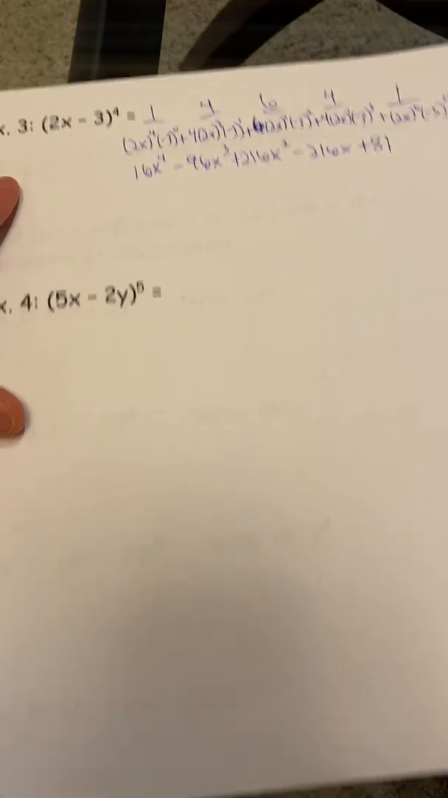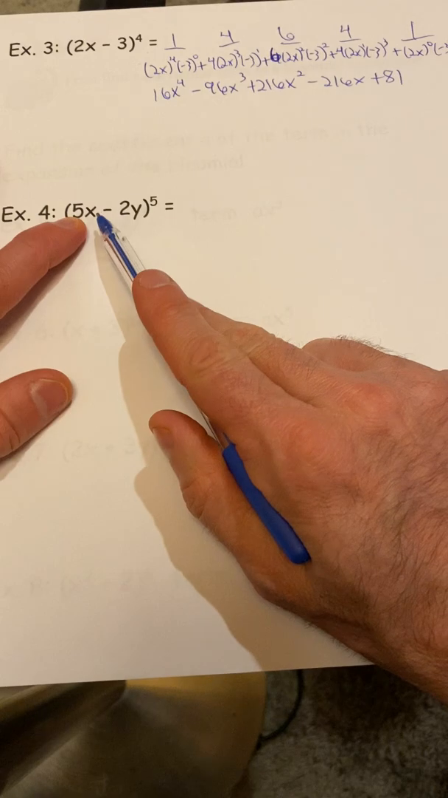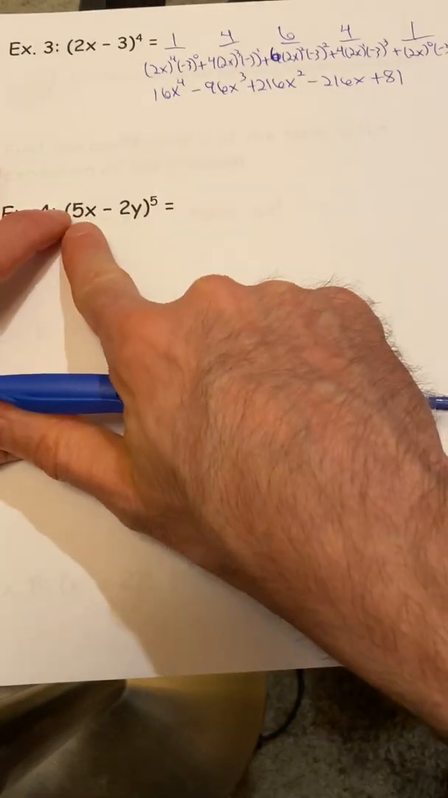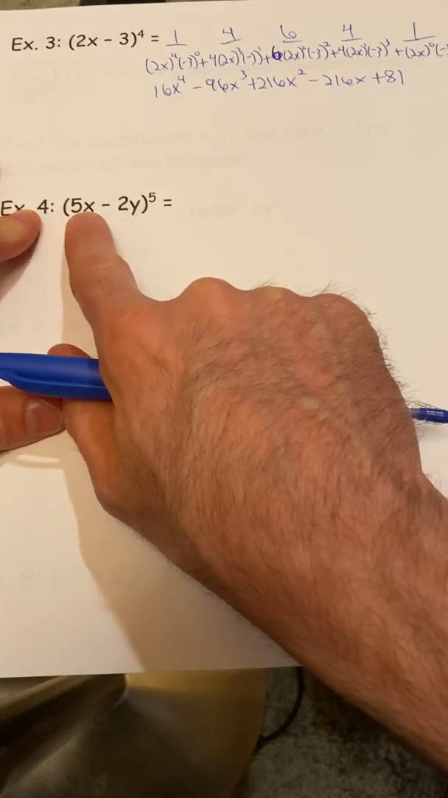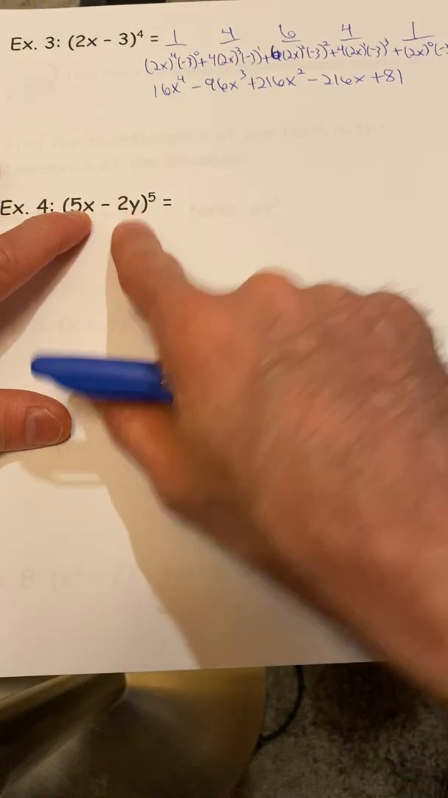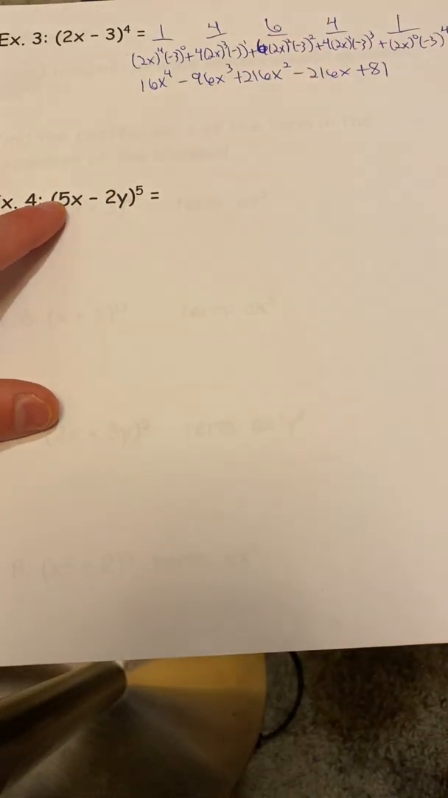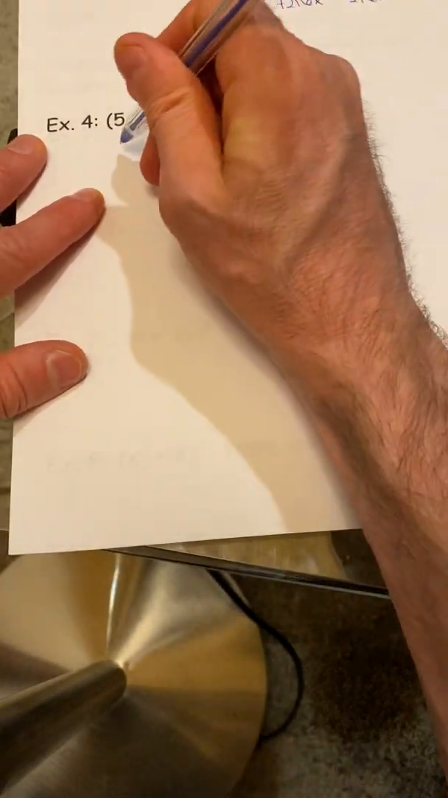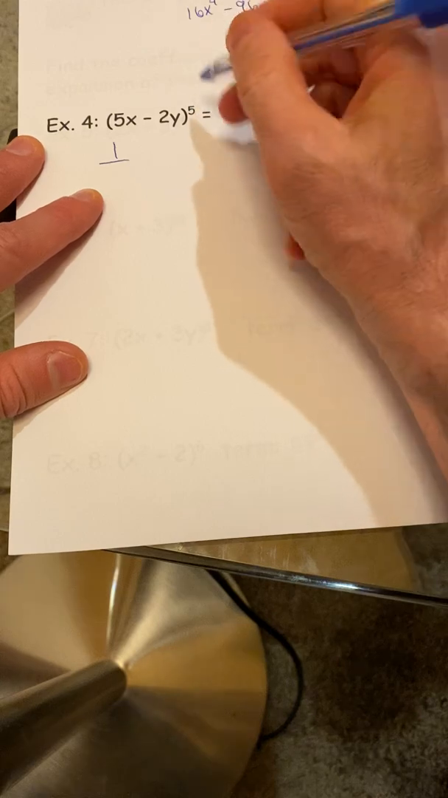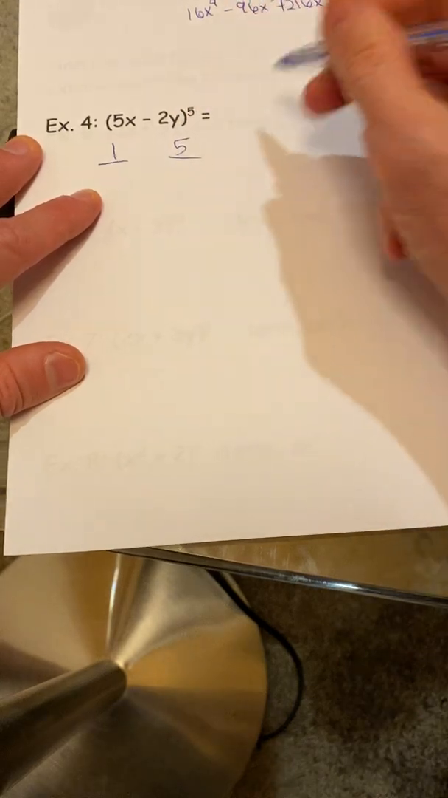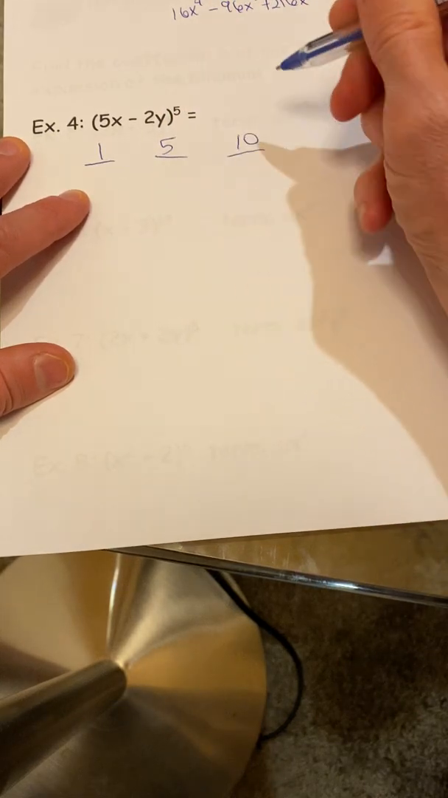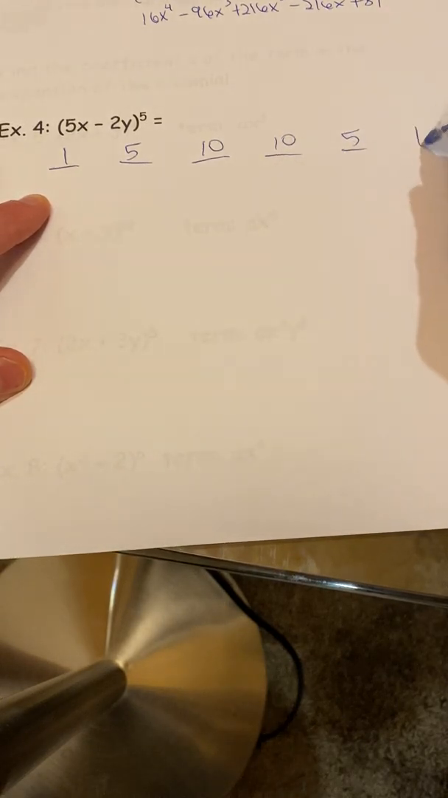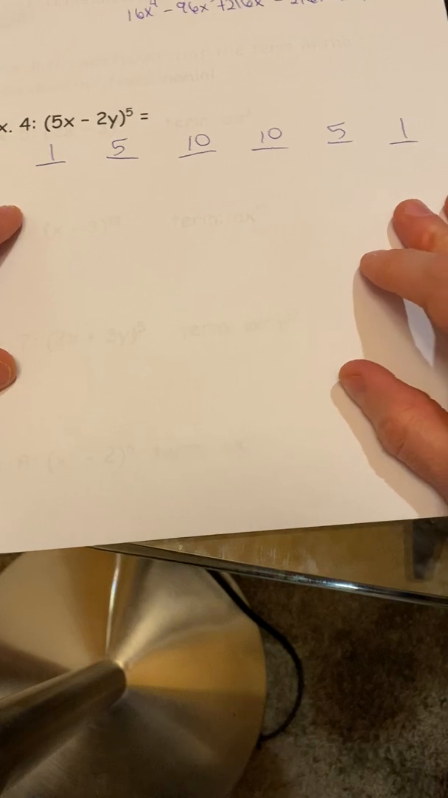All right, one final example. For day 1, 5x minus 2y to the fifth. Now we'll even talk about, okay, what happens if we have a variable in both terms, which can happen. So again, go to your triangle, and this one I'm going to use 1, 5, 10, 10, 5, and 1. Maybe a little more space.